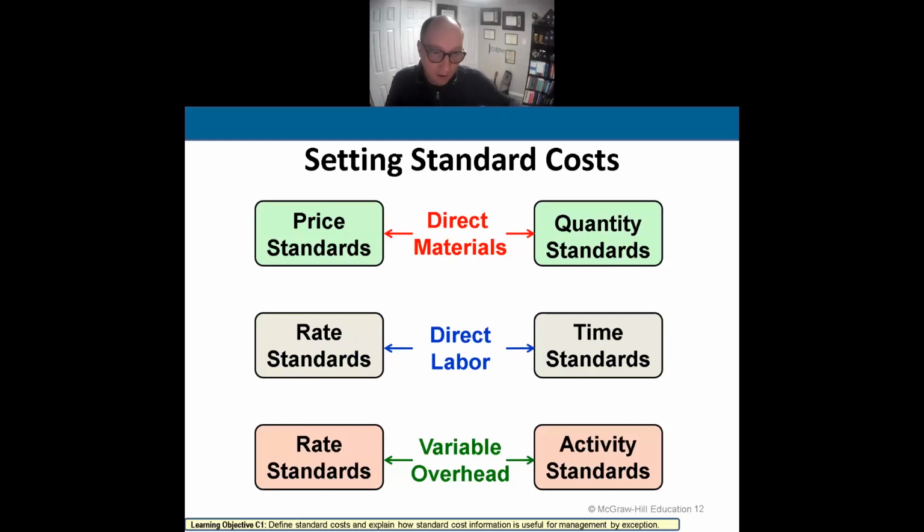And then I have my variable overhead. It's my standard overhead rate times the standard activity, which could be expressed in terms of hours or whatever. So my standard variable overhead is $2.50 per hockey stick.